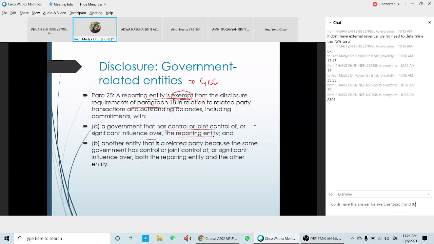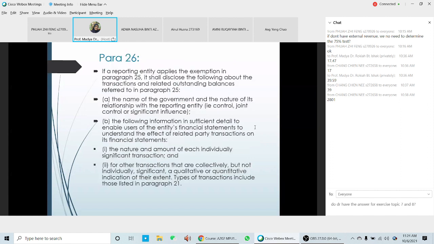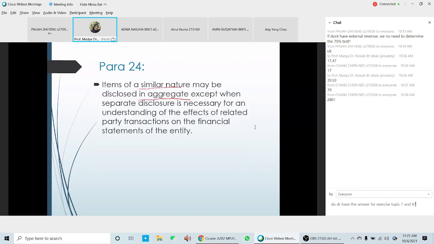Paragraph 18 here is about the nature of the transaction, including the outstanding balance. Okay, paragraph 26, you just read this one. It's about the GLC's company. We are not going to focus on the GLC's company. You just read this one. Only read this one. So the things that you need to focus here, okay, this one.